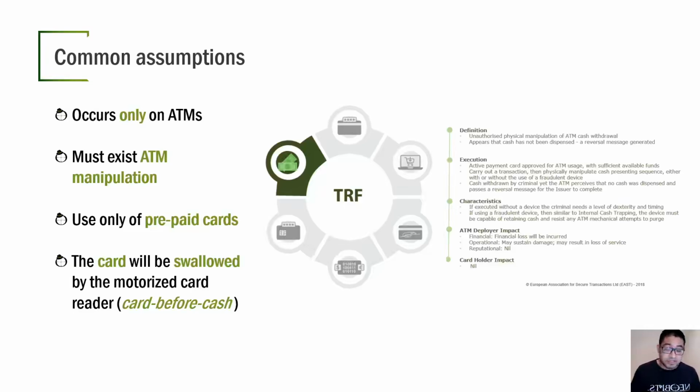Also, prepaid cards are being used by the attackers because they leave fewer traces. But they could use a normal card, where the account belongs to them. Also, the card will be swallowed by the motorized card reader. This is not always the case, because in some transaction reversal fraud attacks the attacker will not deal with the card but with the money. We will talk about this later.